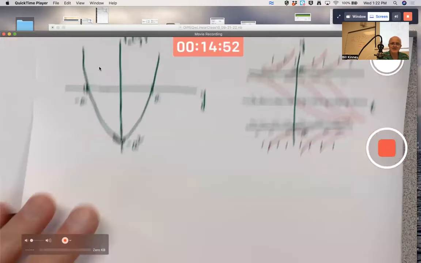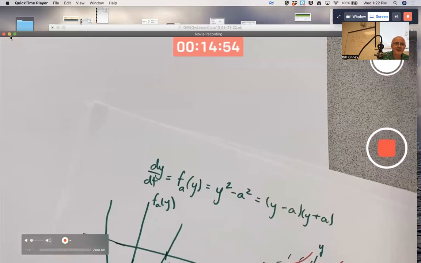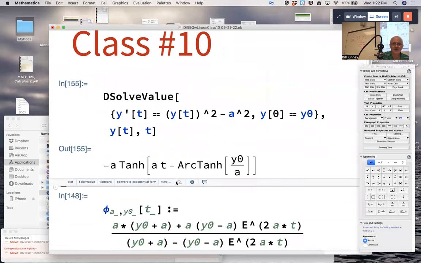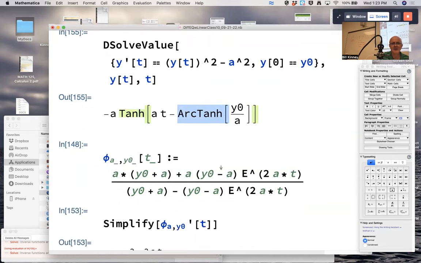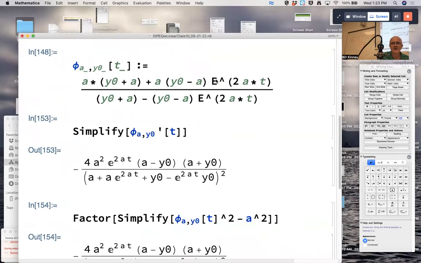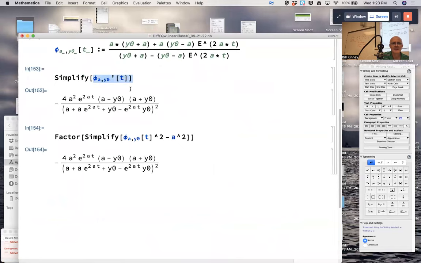Mathematica does solve the differential equation as well, by the way. Though with DSolve, it gives you an answer that involves tanh and arctanh. Yes, that H is no typo. It's called hyperbolic tangent and inverse hyperbolic tangent. Why does it look different than our answer? Here's our answer. And by the way, I did double check our answer in Mathematica by actually differentiating it like this, and also squaring it and subtracting a squared. These two things simplify to the same thing.